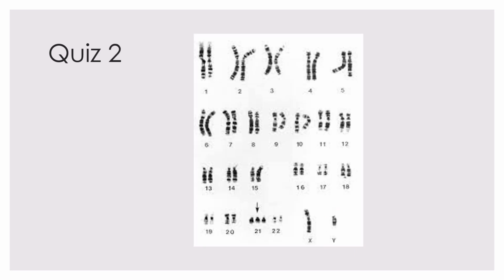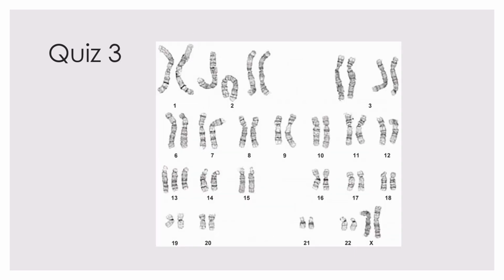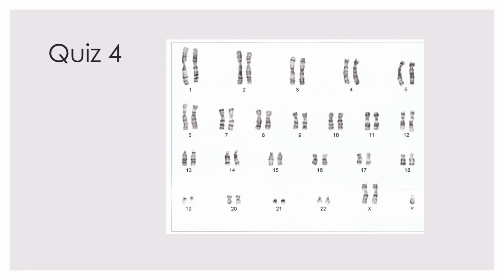Now, write the karyotype. How many total chromosomes are there? 47. So we'll write 47 XX, in brackets we'll write trisomy 13, or whatever the trisomy is.